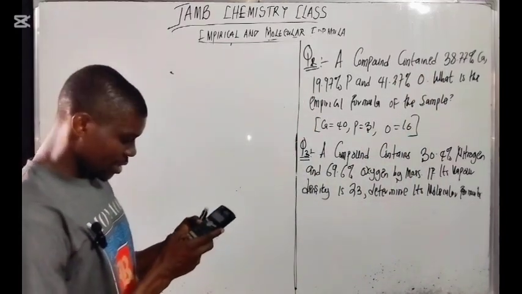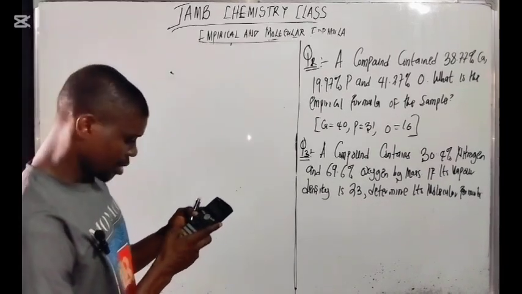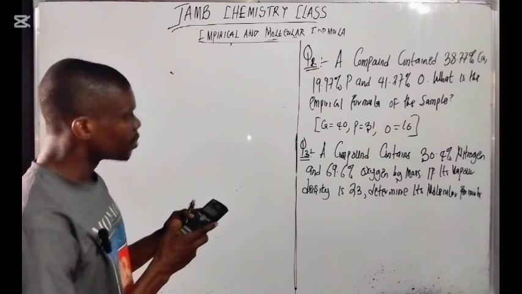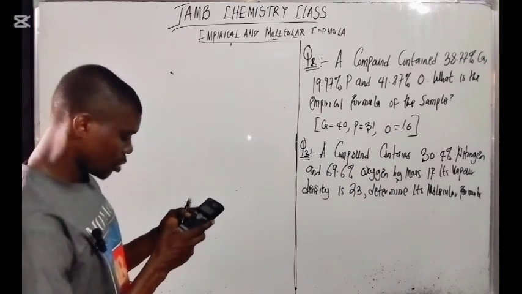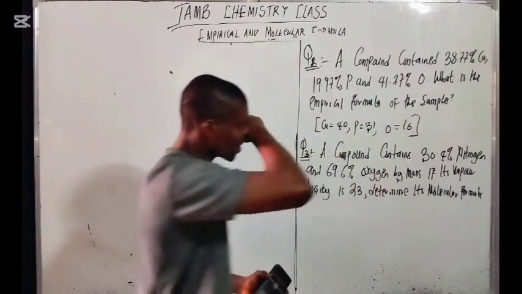So you have 38.77 plus 90.97 plus 41.27. So everything is 100. So we're on track here.